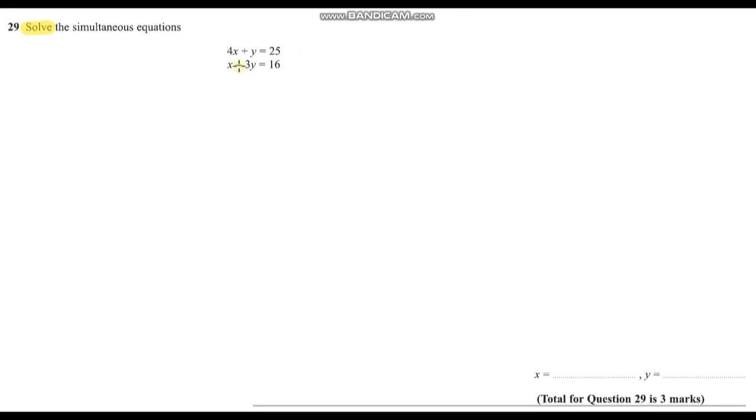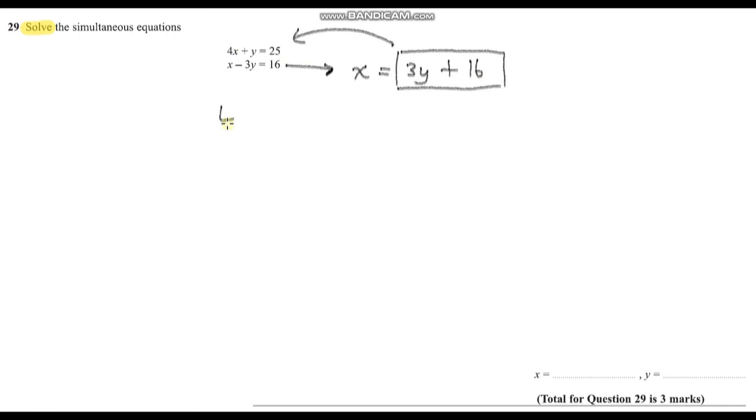So what I'm going to do is take the second equation and make x the subject. So if I subtract 3y from both sides, I'm going to be left with x is equal to 3y plus 16. All I've done is rearranged this equation to make x the subject. And now I've got an expression for x. I can substitute this back in to my first equation. So wherever I see an x, I can replace that with 3y plus 16.